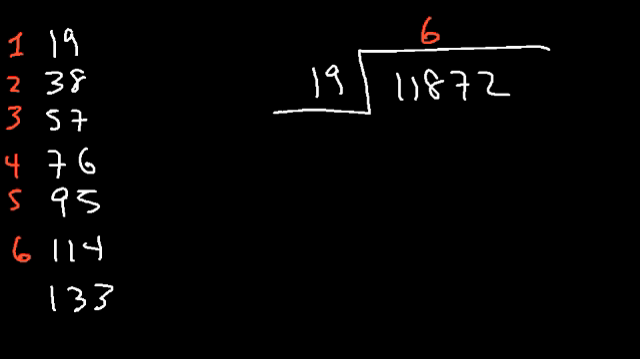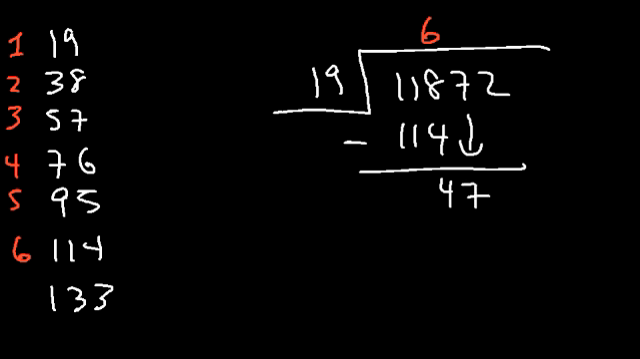So 6 times 19 is 114. And so the difference is 4. Let's bring down the 7. So 19 goes into 47 2 times. 3 times is too much. 3 times is 57. It exceeds 47. So let's put a 2. 19 times 2 is 38. And if we subtract 47 by 38, that is going to give us a 9.